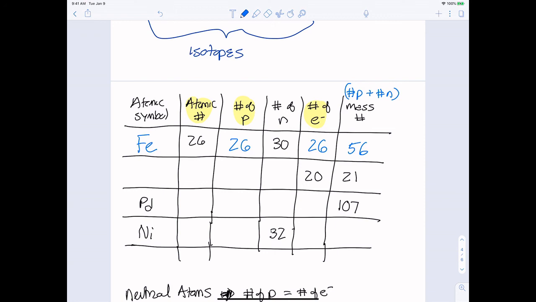So our second row here, again, these are uncharged. So if they're uncharged and I have 20 electrons, I'm also going to have 20 protons, meaning that my atomic number is 20. If we go to the periodic table and take a look, the atomic number 20 goes with the atomic symbol capital C, lowercase a, so calcium.